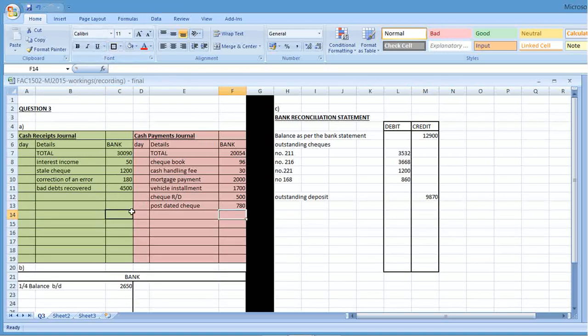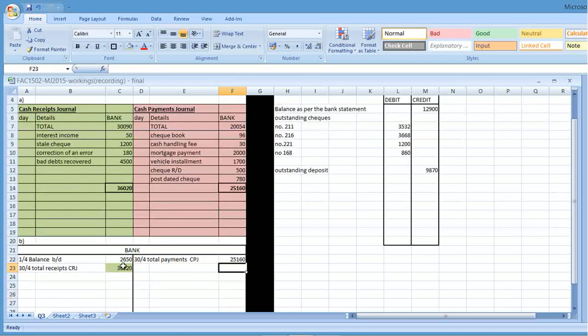All you now need to do is total up. So if I sum up this side, I get that. If I sum up this side, I get that. Those totals are important. That total is going to increase the bank. CRJ. And I'm going to show that total. Then you've obviously got cash payments. CPJ. And in the cash payments, you're going to have that amount.